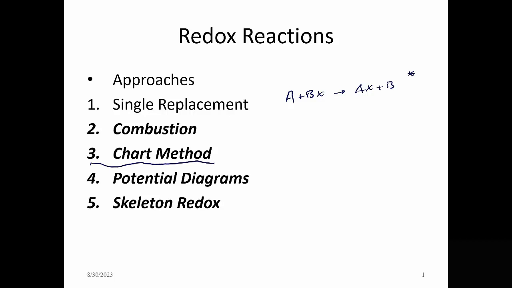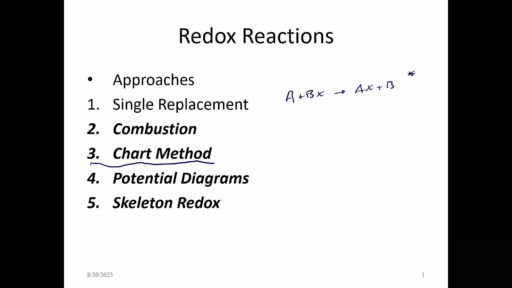With the chart method, I can do all the single replacement reactions. It just takes a little longer. And I would get the correct answer, or a more likely to be correct answer. And sometimes we'll miss something, but it's just because our chart is not complete, or conditions are a little different.